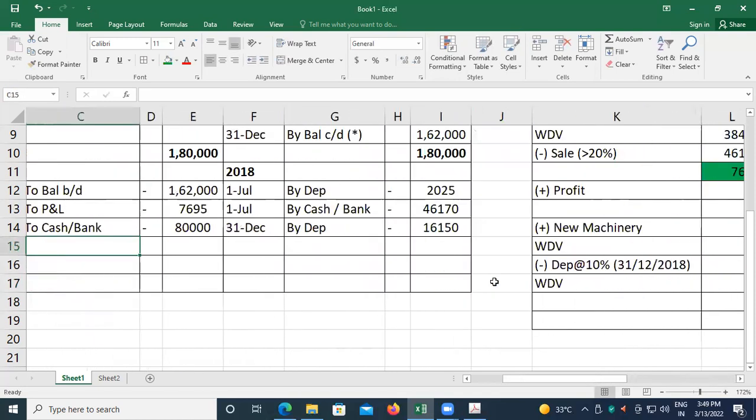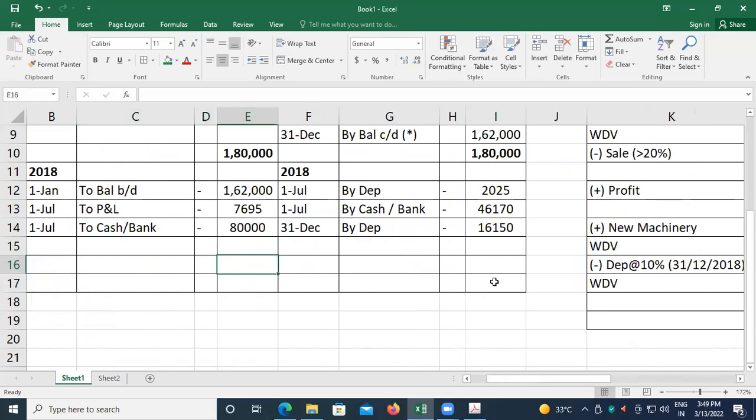So let us calculate now here. What is the total value of the asset now here? If you take the total here, you should get 1,62,000 plus 7695 plus 80,000. The total value of the asset is 2,49,695. Okay, here also will come the same. Let me bold here. 2,49,695. Now let us calculate the balance on December 31st by balance carried down.